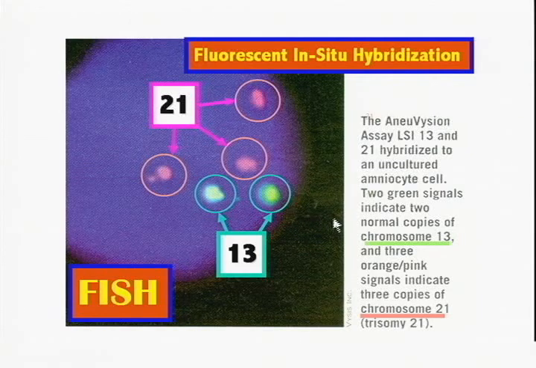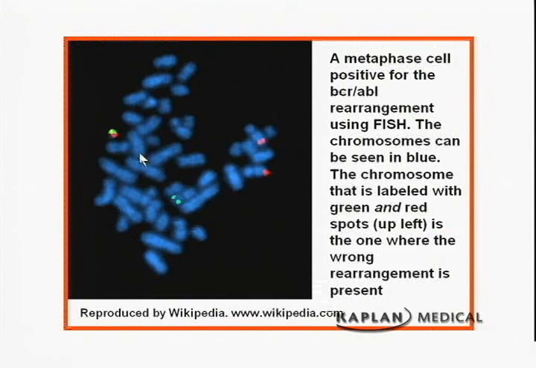This is a rapid test that can be done very quickly. If you're going to do the typical cell culture and then karyotyping with banding, it's going to take 7 to 10 days. If you want to have a rapid turnaround, fluorescent in situ hybridization, or FISH, can be done quickly. Here again, you can see the fluorescent in situ hybridization, which looks at chromosomal rearrangements.